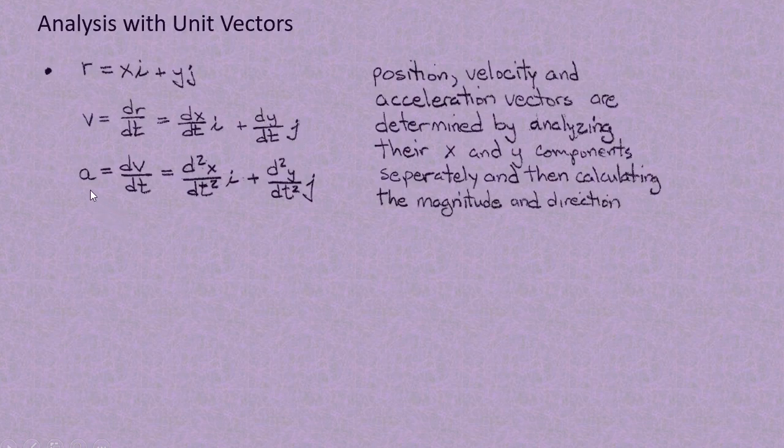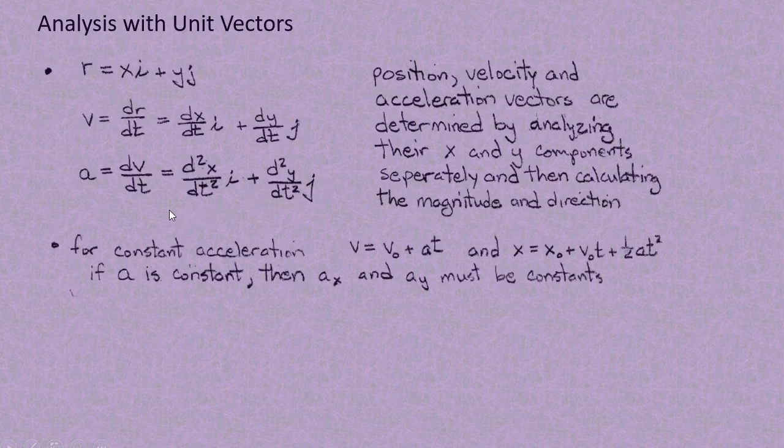And then to get acceleration in unit vector notation, we need to take the derivative of velocity with respect to time. So we need to take this quantity and differentiate it again with respect to time, and that gives us the second derivative of x with respect to time times the i unit vector plus the second derivative of y with respect to time times the j unit vector.